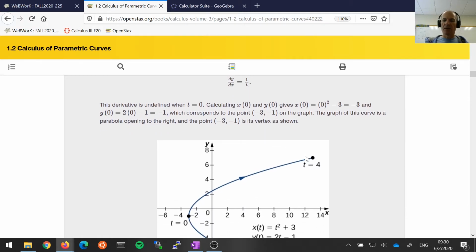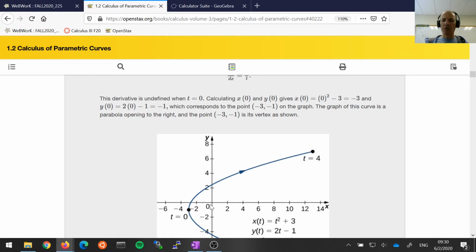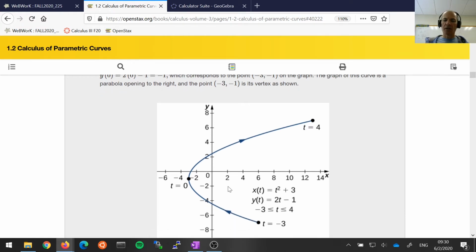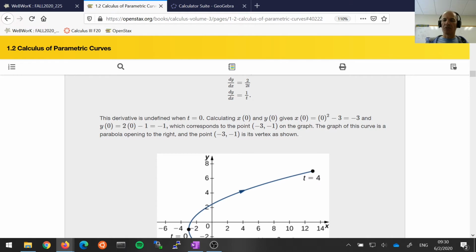Remember that this is the xy plane. There's no t here. If we want to understand the slope of the curve here, we have to figure out what the t value corresponding to this point is, and then plug it in to the dy/dx formula.